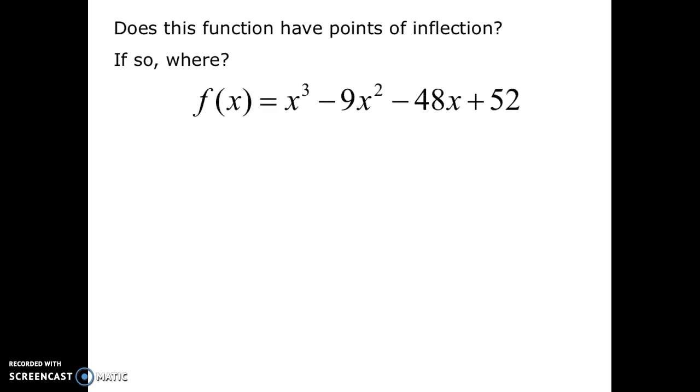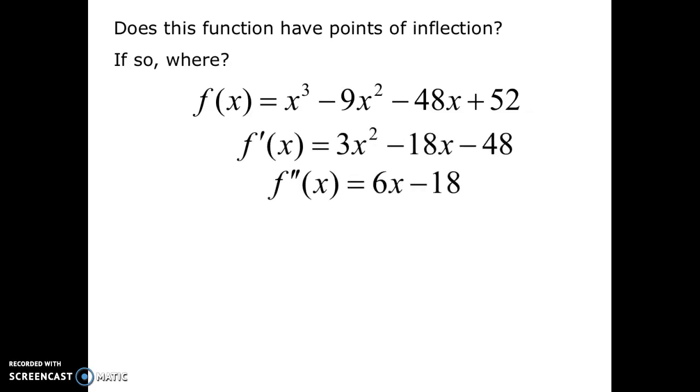So, does this function have any points of inflection? Now, this is the third test that we talk about. This is called the test for concavity, or the concavity test, sometimes called the inflection test. In the inflection test, we take the first derivative, then we take the second derivative. We don't care about critical points in this test, but we do care about possible points of inflection. Possible points of inflection occur when the second derivative is equal to 0. Solving, we get a possible point of inflection at x equals 3.